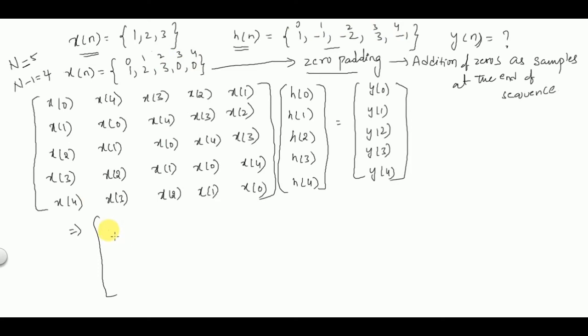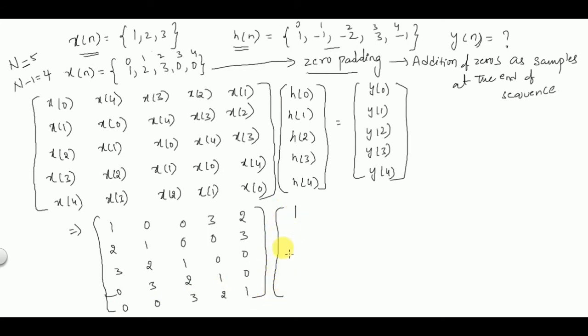Okay, so x of 0 is 1, x of 4 is 0, 0, 3, 2. Next 2, 1, 0, 0, 3. Next is 3, 2, 1, 0, 0. Just shift 1 bit right. So 0, 3, 2, 1, 0. Next 0, 0, 3, 2, 1. Okay, so this is the next. And now the column is 1, minus 1, minus 2, 3 and minus 1.